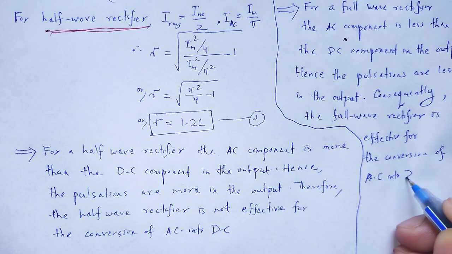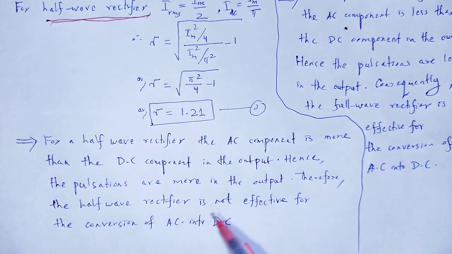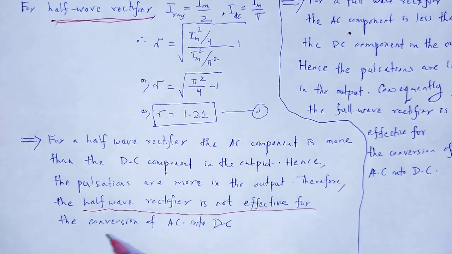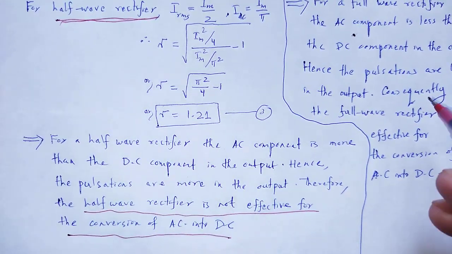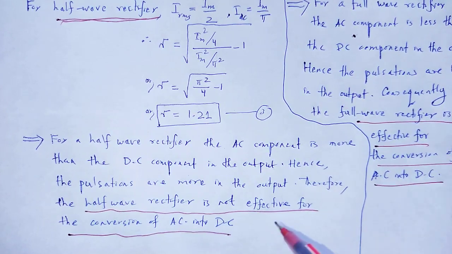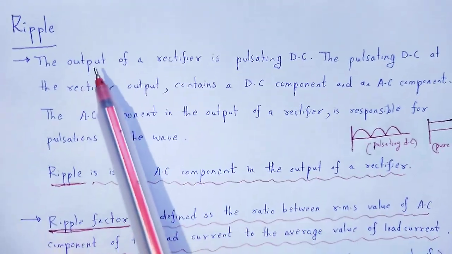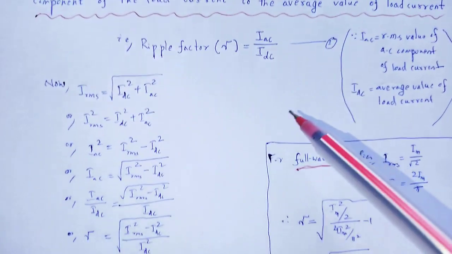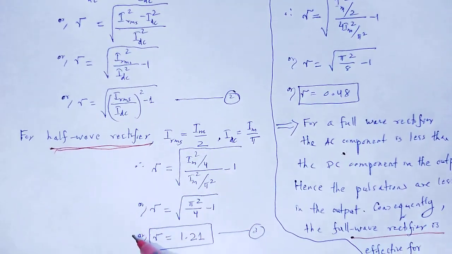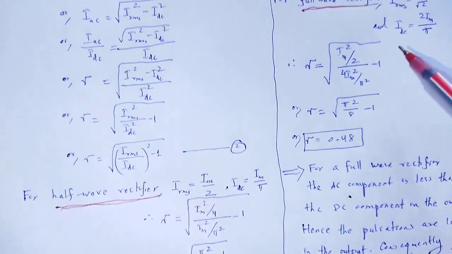AC into DC. Here, the half wave rectifier is not effective for the conversion of AC into DC, but the full wave rectifier is effective for the conversion of AC into DC on the basis of ripple factor. That is ripple, then ripple factor, and mathematically we show the ripple factor for the half wave rectifier and full wave rectifier.